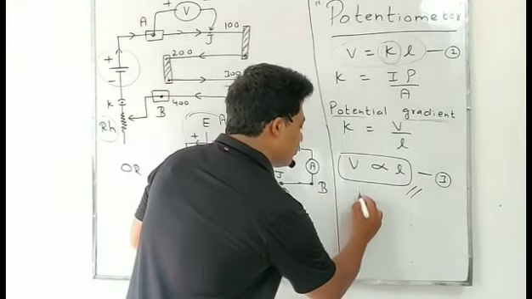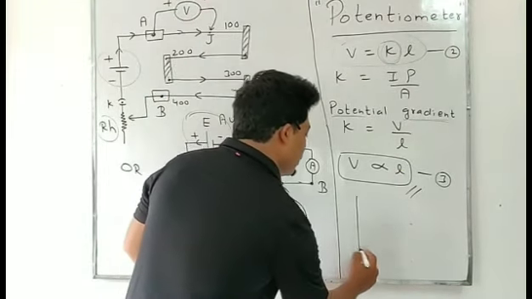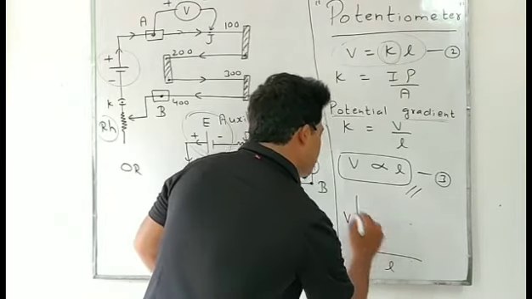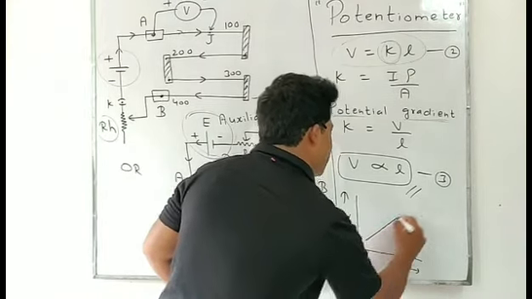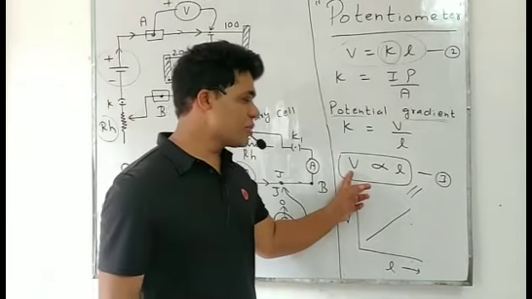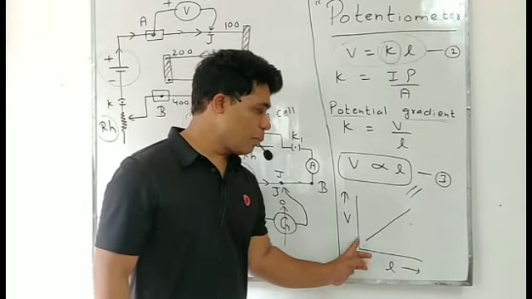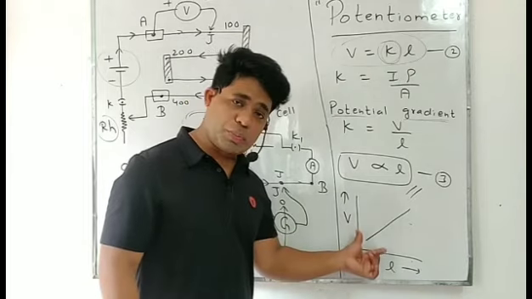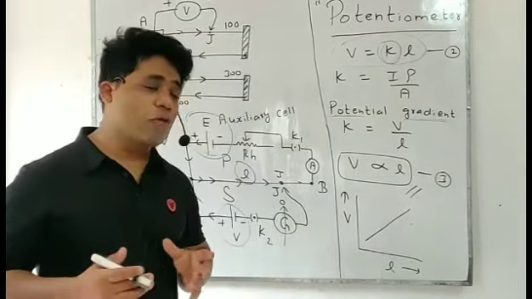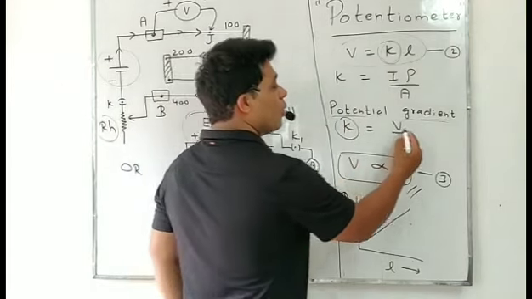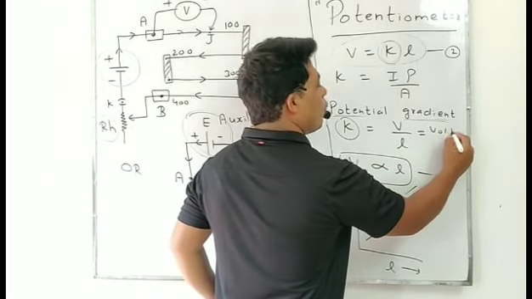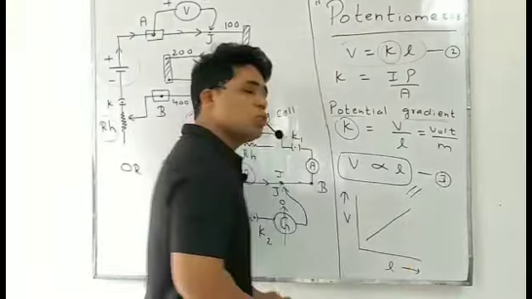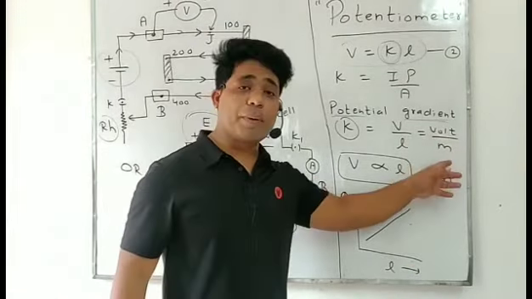And when we make the graph between V and L, the graph will come as increasing, because potential difference and length are directly proportional. So the graph will be increasing like this, a straight line. This is the graphical representation of the principle of the potentiometer. Okay, and what will be the unit of this potential gradient? Potential has the unit volt and length has meter. So the unit of potential gradient is volt per meter.